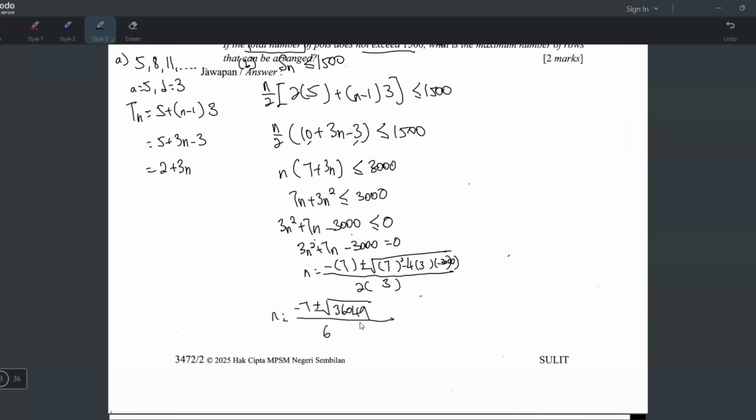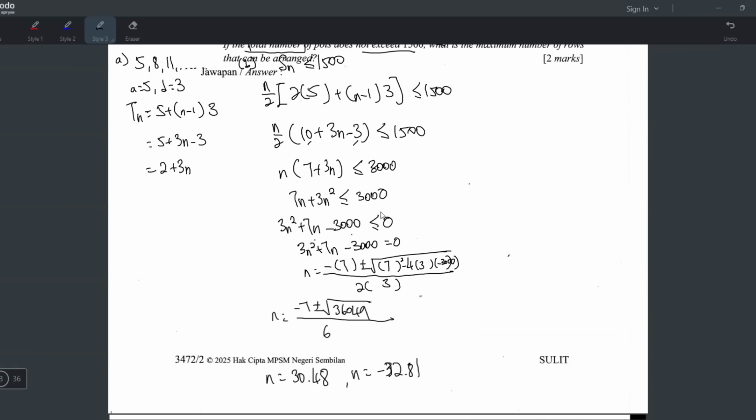Now, you will press negative 7 plus square root 36049 over 6, and you will get 30.48. Let's write 4 significant figures. The other one is negative 32.81, when you press negative 7 minus square root 36049 over 6. Which one do we have to reject? Actually, both cannot be used, because n cannot have decimals.